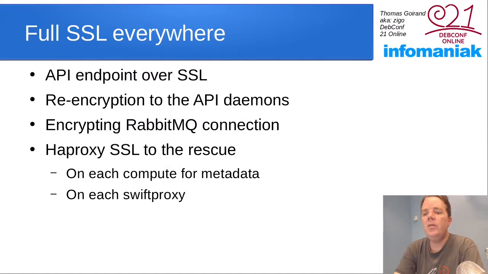Any process requiring a Rabbit connection will do so over SSL as well. Whenever the services don't implement it directly, they just bind to localhost and then HAProxy does the SSL termination. This is the case, for example, for the metadata agent that Neutron is providing and that is set up on every compute node. Neutron metadata agent connects locally on a non-SSL connection, which redirects to the Nova metadata API.